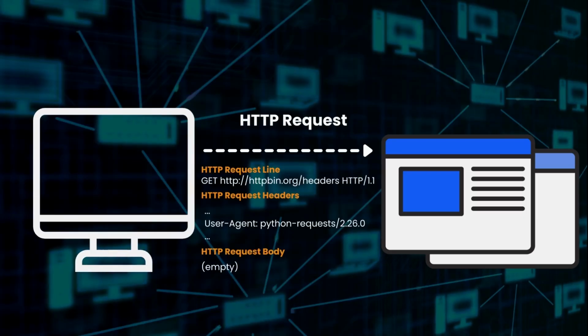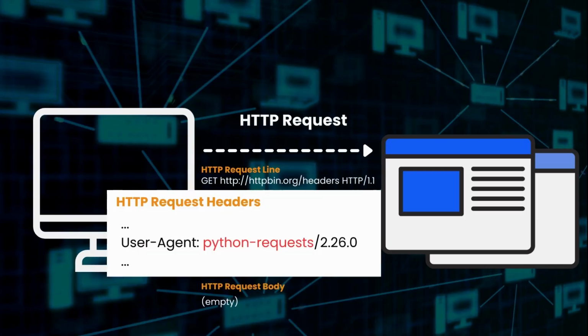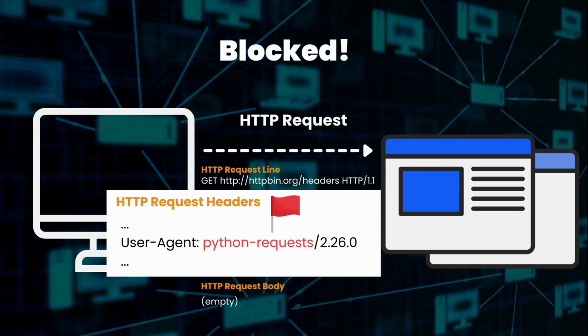Hey guys! One of the most common reasons for getting blocked while web scraping is using bad user agents. However, integrating fake user agents into your Python web scrapers is very easy.